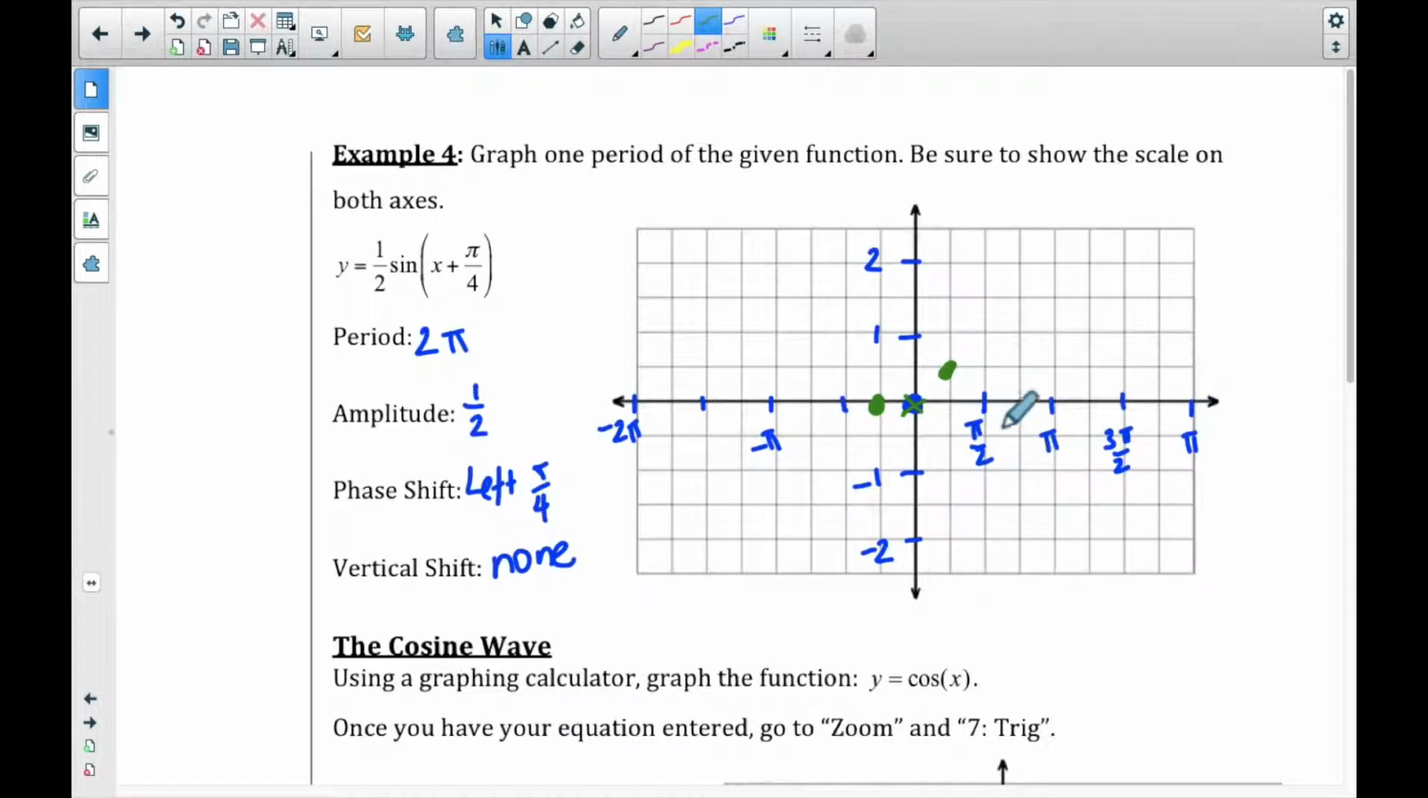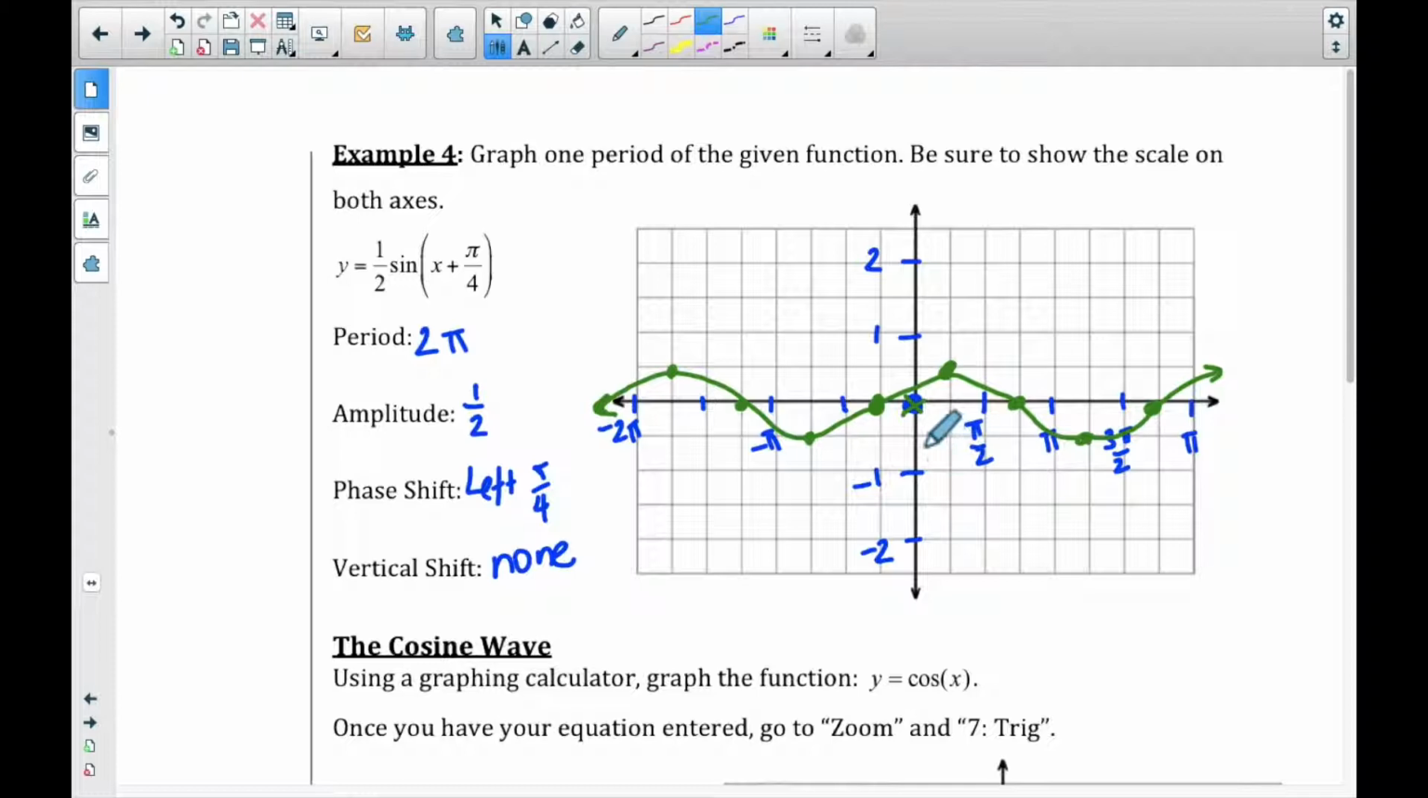And then I'm going to repeat that same pattern that I've been doing. So I'm going to go down and over 2, down and over 2, up and over 2. So I go up, down, down, up. And I'm going to do the same thing in the other direction. Down and left 2, up and left 2, up and left 2, down and left 2.